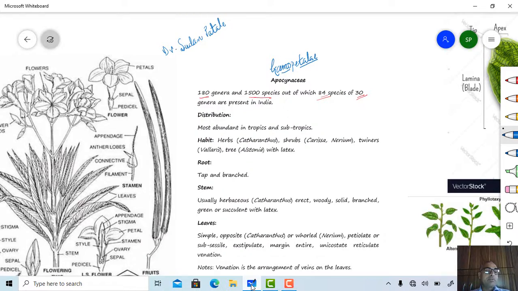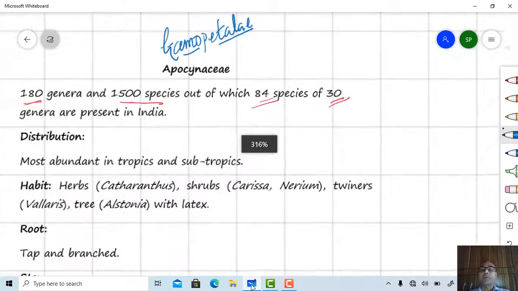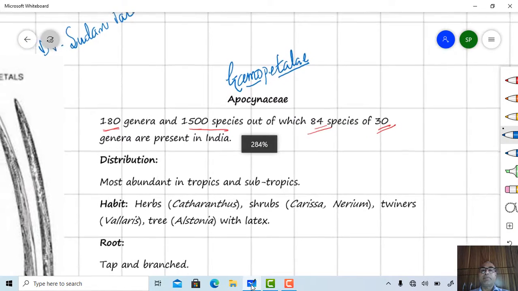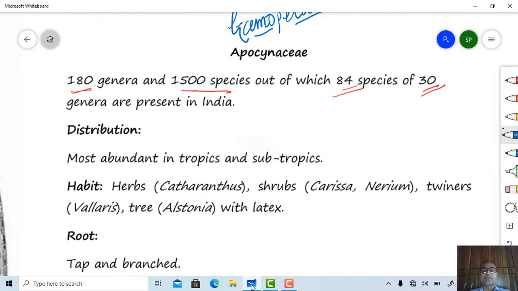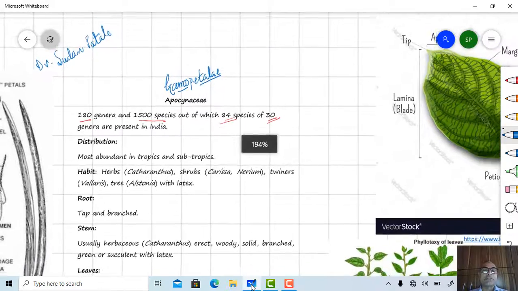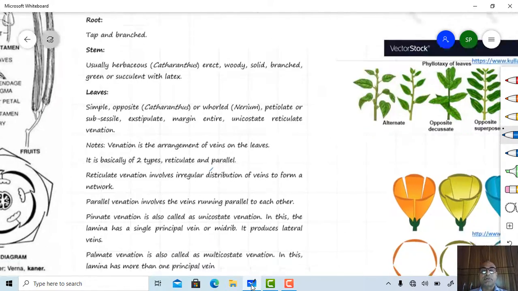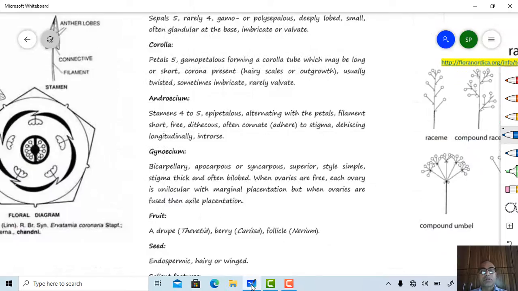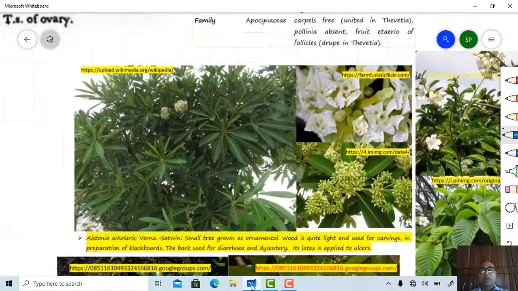Today we will deal with one more family from Gamopetalae, and the name of the family is Apocynaceae. It has 180 genera and about 1500 species around the world, out of which 30 genera including 84 species are present in India. Before going to see the family Apocynaceae, let us see some members of the family.